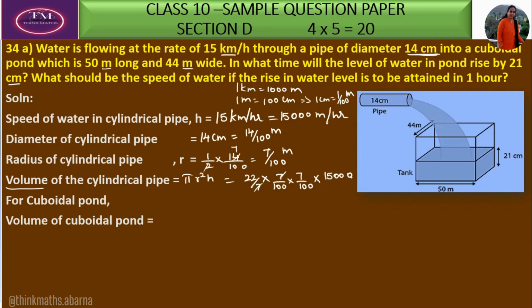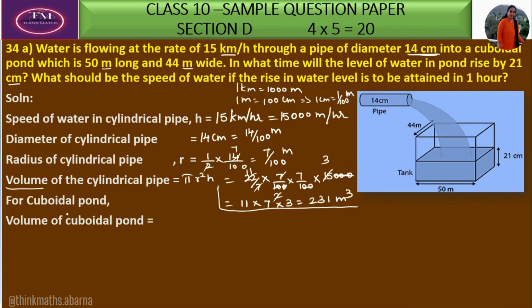So 1 sevens gets cancelled. The two zeros here and 1 zero here get cancelled. So 15 will be there. 3 5s are 15 and 2 5s are 10. And this 2 and this 2 get cancelled. The remaining will be 11 into 7 into 3. What is 7 into 3? 7 into 3 is 21. 21 into 11 is 231 meter cube. So this is the volume. Volume of the cylindrical pipe is 231. How much water can it hold? It can hold 231 meter cube of water and its height is 15,000 meter.